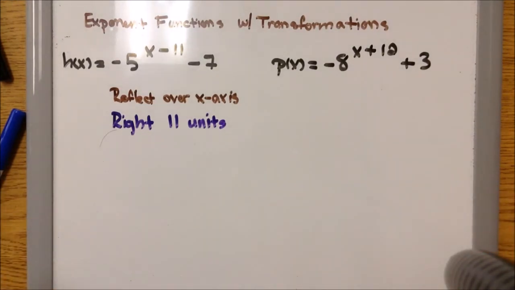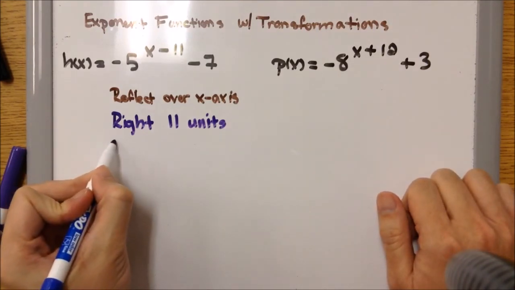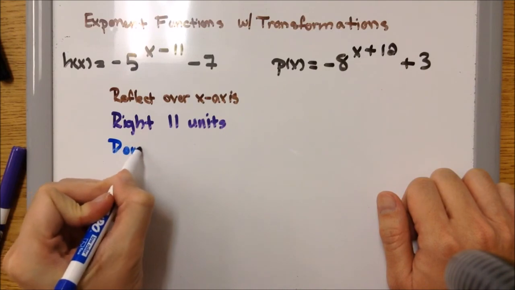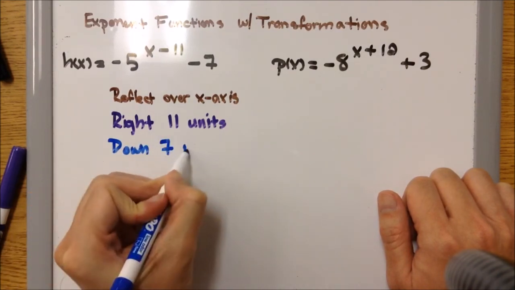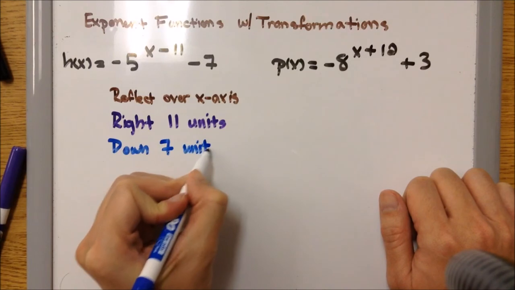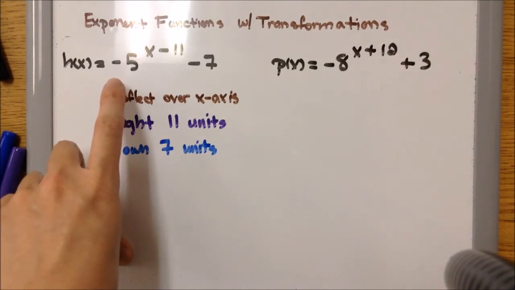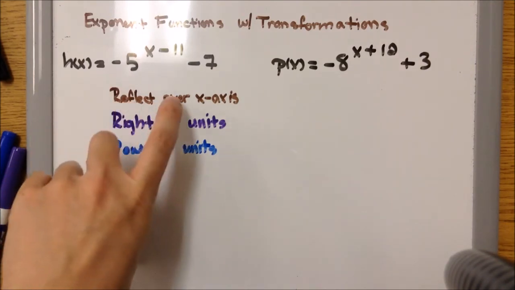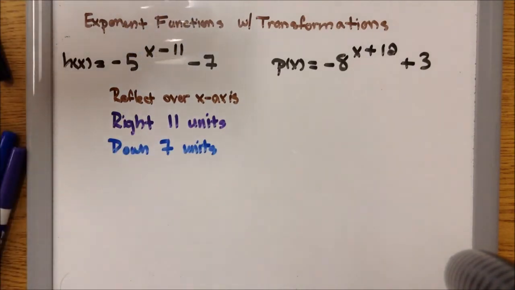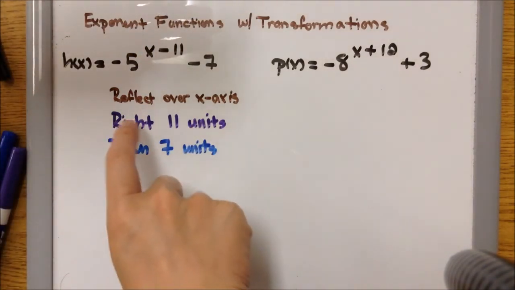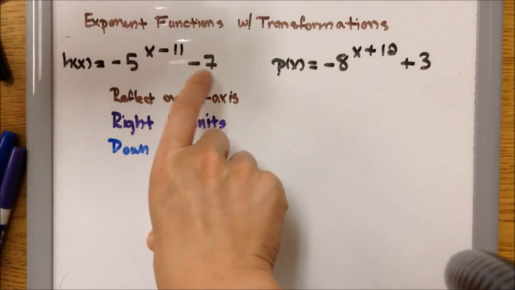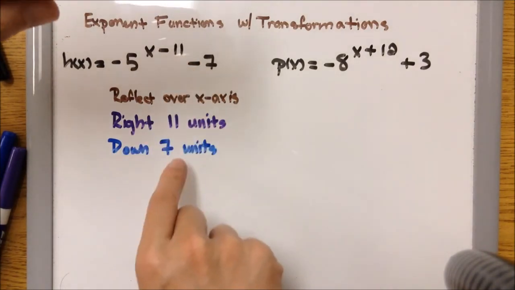And then one more, that minus 7 is after the x. So that means it went down 7 units. And that's pretty much all the transformation for example 7. A negative on the base or a negative in front of the function, reflect over x-axis. And then x minus 11, right 11 units. And then after the x, minus 7, down 7 units.